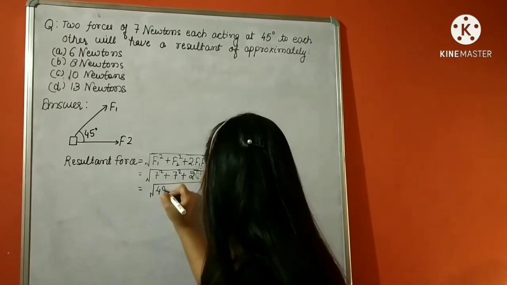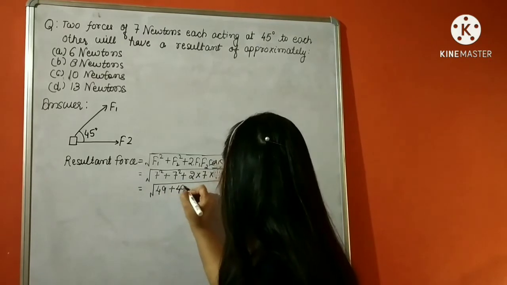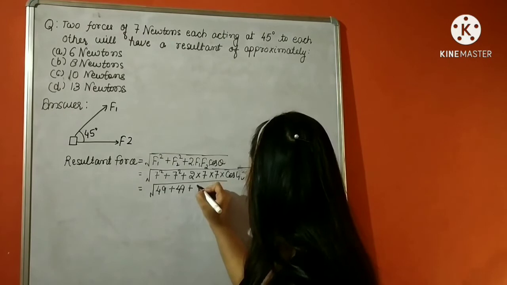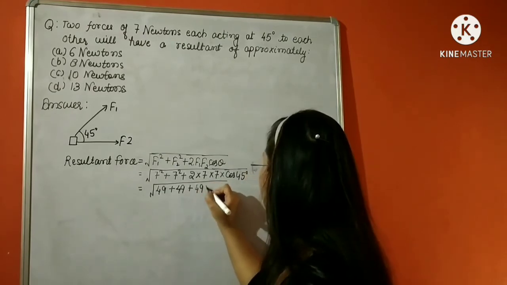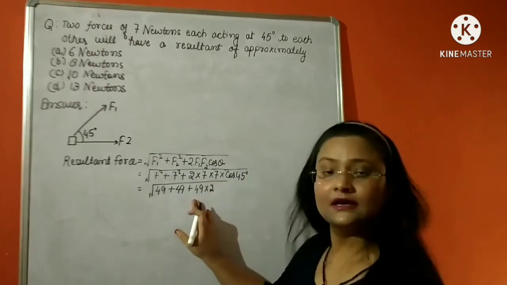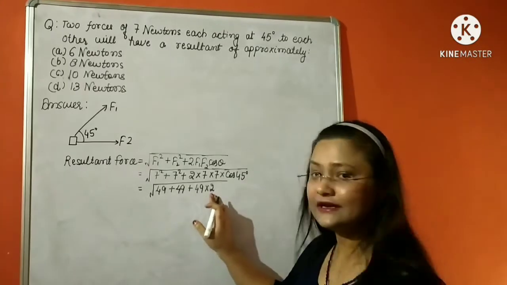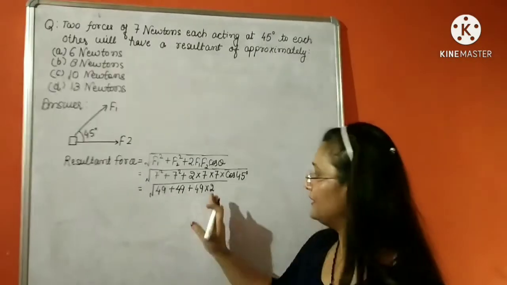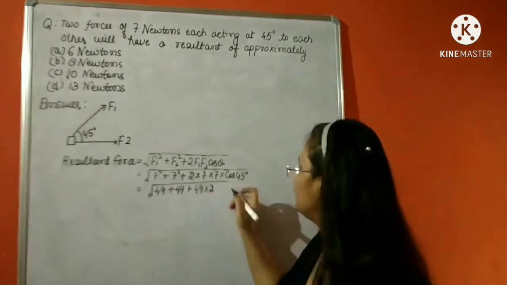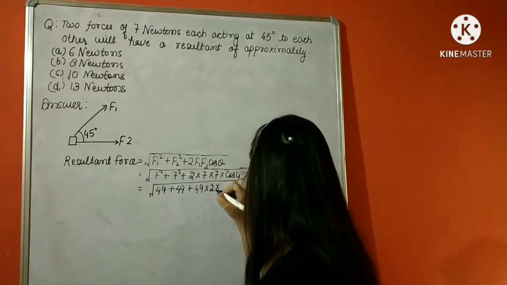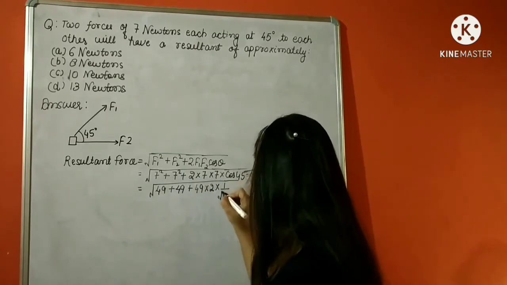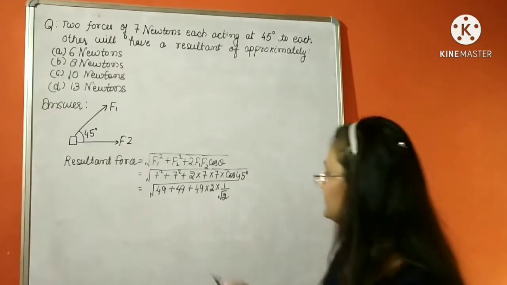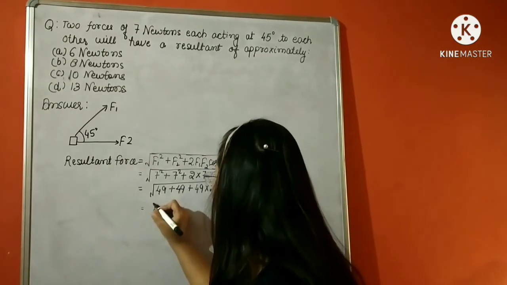So it will be 49 plus 49 plus 49 into 2. The reason why I am not writing it as 98 is that we will take 49 common from here, so it's better to write it like this. Cos 45 degrees is 1 by root 2. Now we will simply solve it. We will take 49 common.